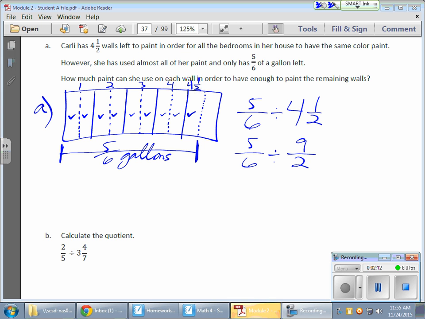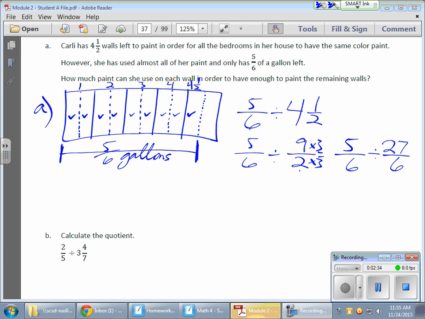Okay, so the drawing helped me out with that, and it helped me set up my division problem. Now I'm ready to rock and roll. A couple of ways I can go about this. One method would be to make common denominators. And my common denominator is 6, but this guy here, that's a 2. So I'm going to change him to a 6 by multiplying both the top and bottom by 3.